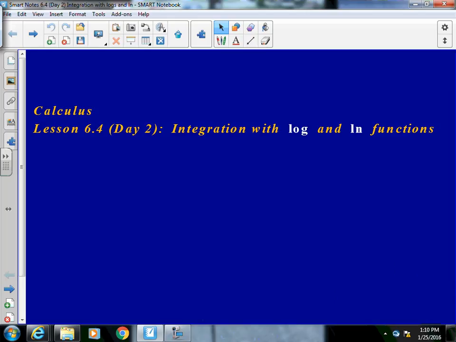Yesterday we talked about derivatives of logarithmic functions. Today we're going to be diving into integrating logarithmic functions, and you should be able to integrate quite a few before this lesson is over.